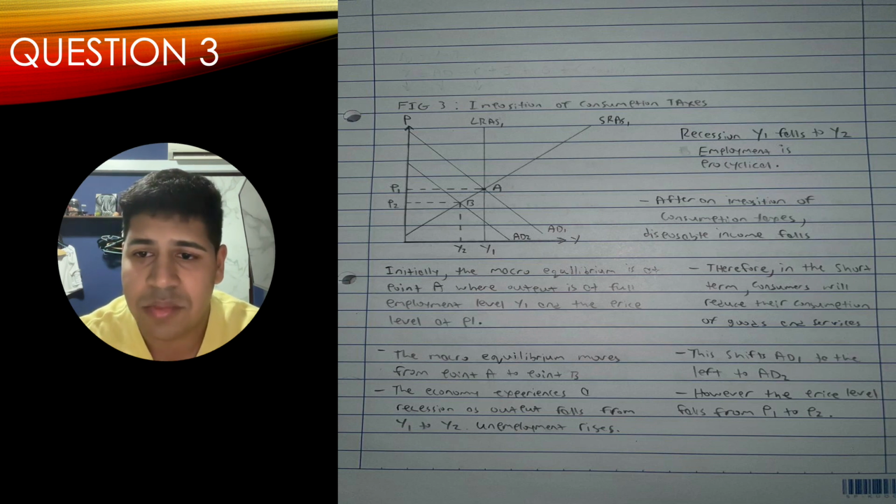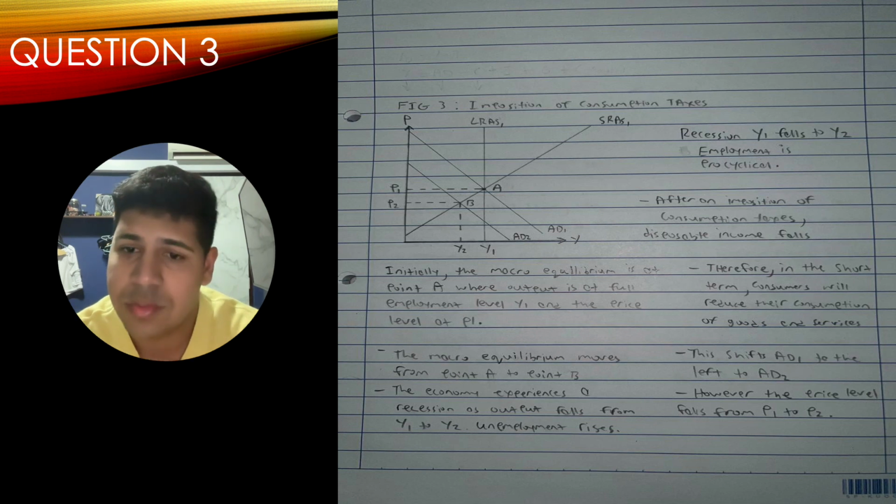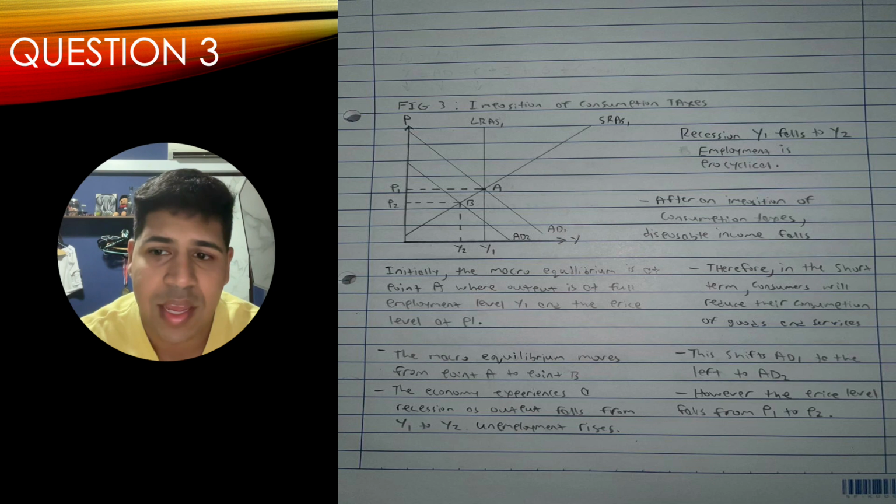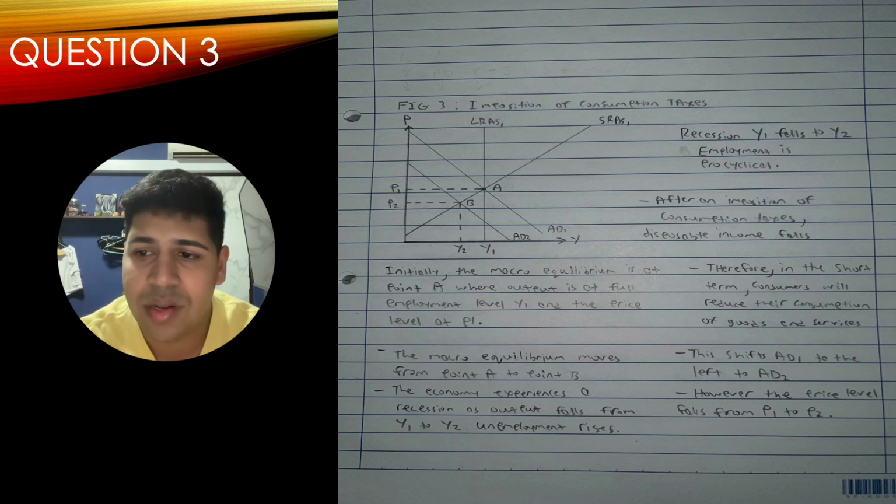After the imposition of consumption taxes, disposable income falls. In the short term, consumers reduce the consumption of goods and services. This leads to a leftward shift of the aggregate demand curve from AD1 to AD2. As a result, the macroeconomic equilibrium moves from point A to point B. At point B, output falls from Y1 to Y2, indicating an economic recession. Unemployment tends to rise during such periods.